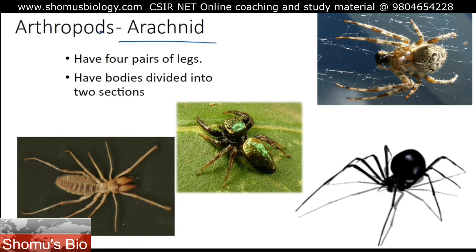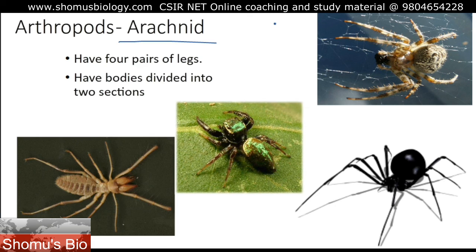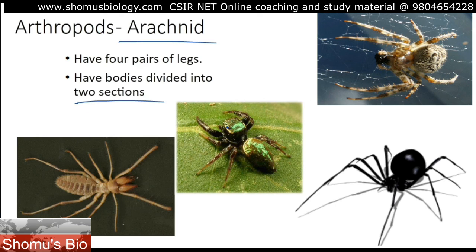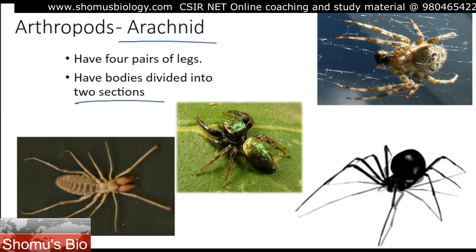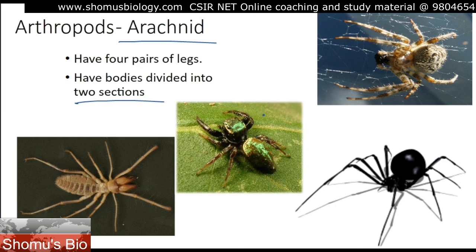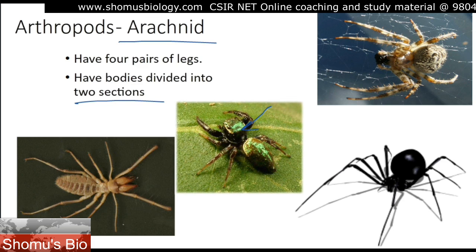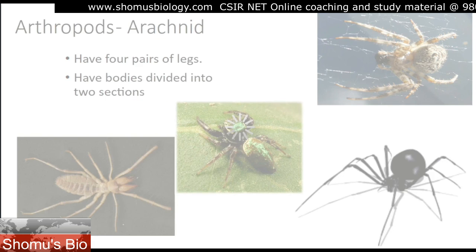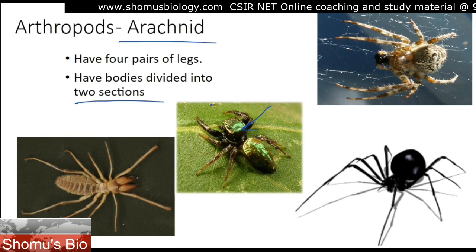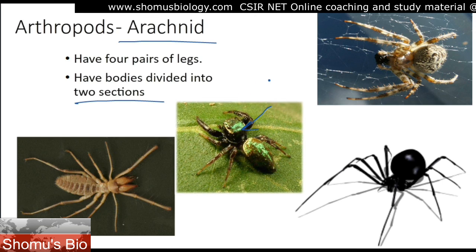Like arachnids, they have 4 pairs of legs. They have bodies divided into 2 sections only: cephalothorax and the abdomen, because thorax and head are linked with one another. Okay, that's the difference, but all their legs are attached to the cephalothorax region. The same for insects, all the legs are attached to the thorax part, not to the abdomen.